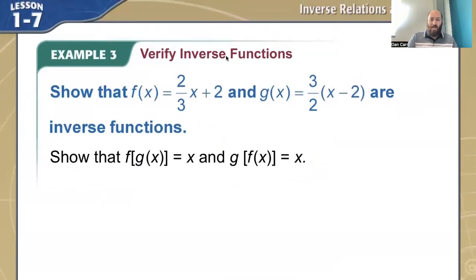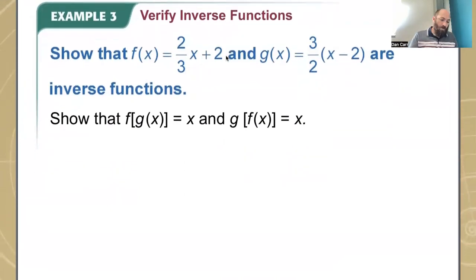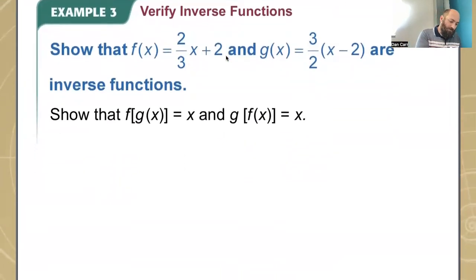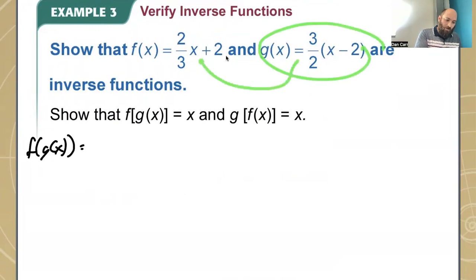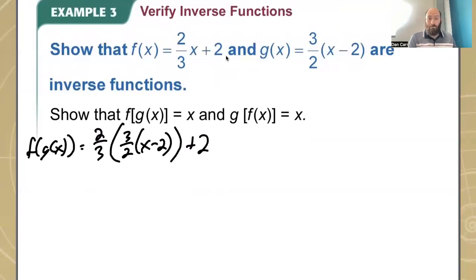We want to show that 2/3 x plus 2 and 3/2 times x minus 2 are inverse functions. So first thing I'm going to do is f of g of x here. So that means I'm going to take this function and plug it in right here. So I'm going to have 2/3 multiplied by 3/2 times x minus 2, and then plus 2 at the end.